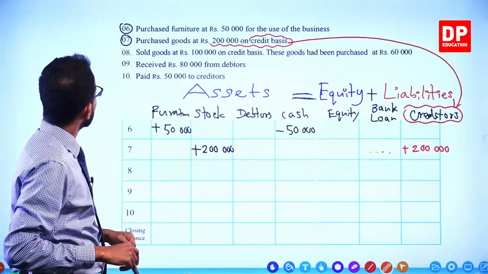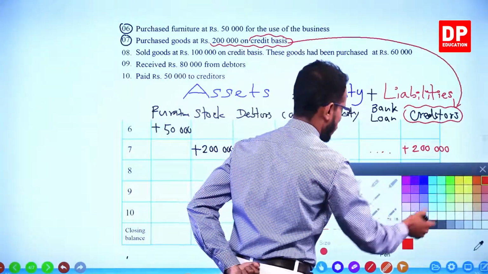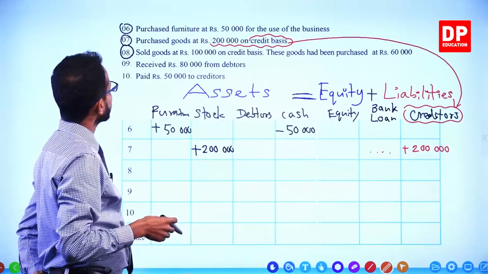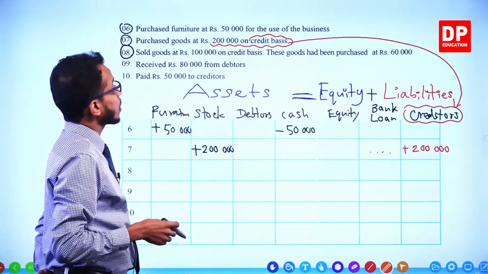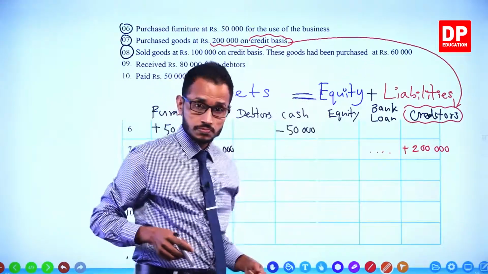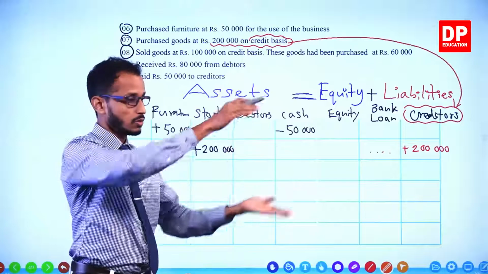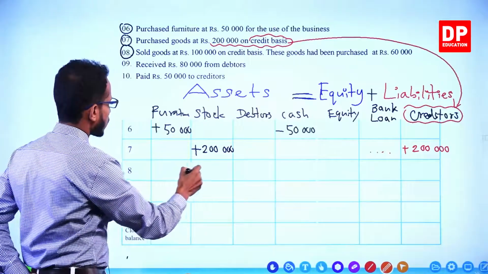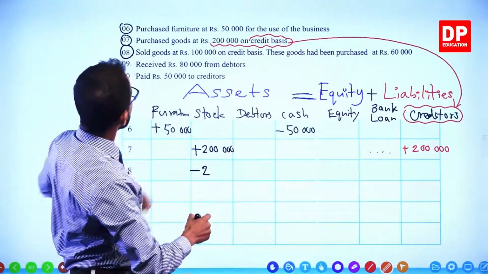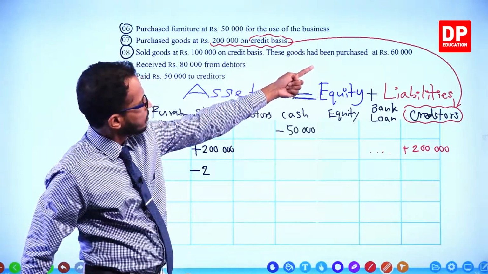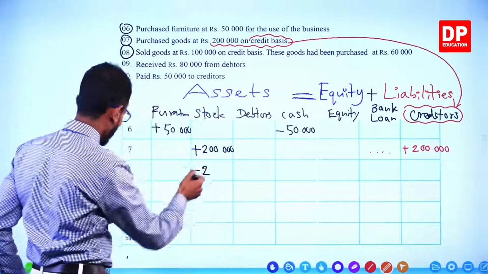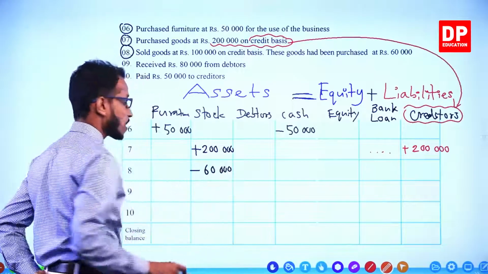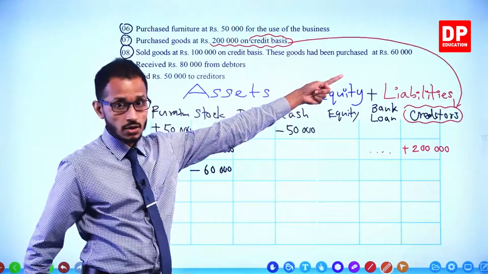All right. 8th transaction. Creditors increase. Okay. 8th transaction. Sold goods at 100,000 on credit basis. These goods had been purchased for 60,000. Selling goods. Goods sold. That means goods going out, right? Stock decrease. What is the value of goods? 60,000. So goods decrease by 60,000 because the value of goods are 60,000.